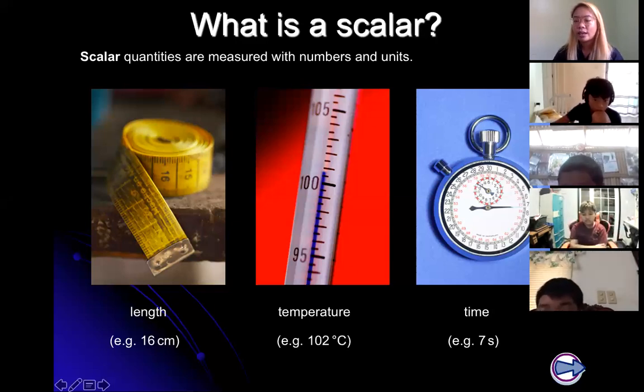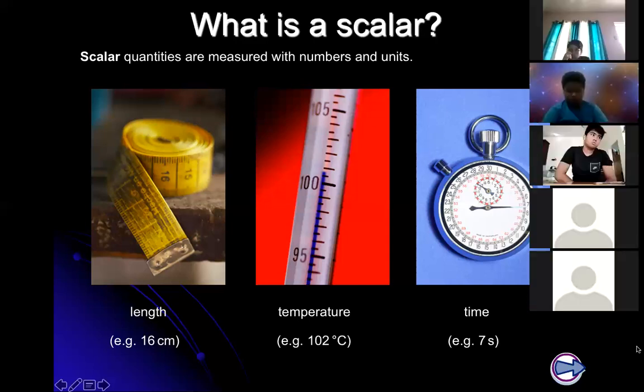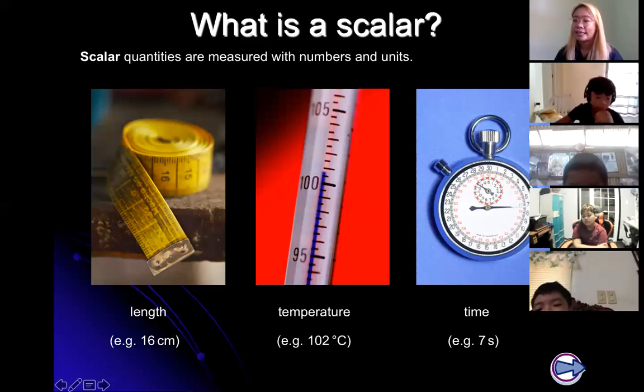Another thing that we can measure in terms of scalar quantity is time. For example, how long do you usually take a shower? If you take around 30 minutes to take a shower in the morning, that is a scalar quantity because it has a number, the 30, and its unit of measurement is in terms of minutes. You can also use hours and seconds as a unit of measurement for time. So these are all examples of scalar quantities.